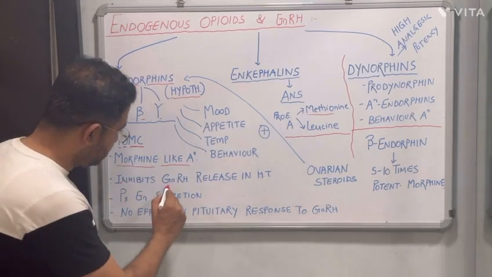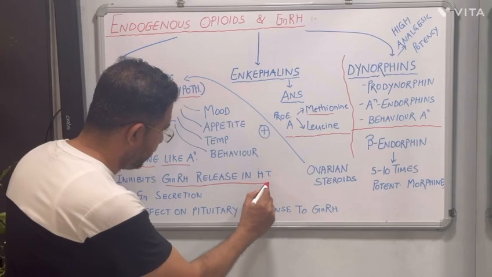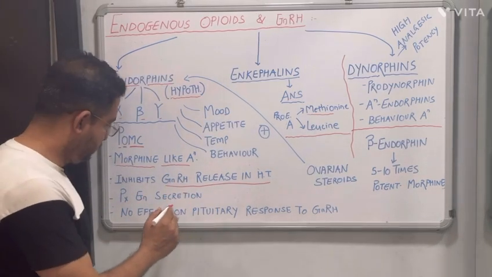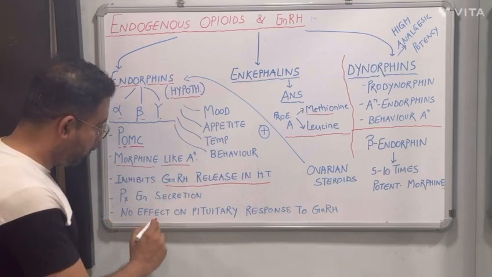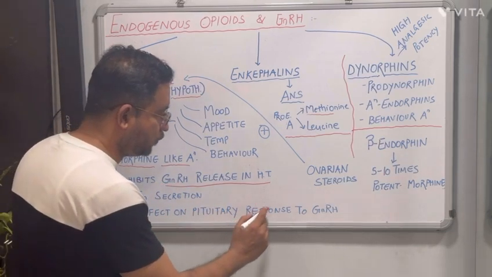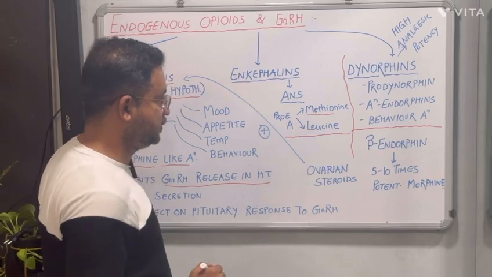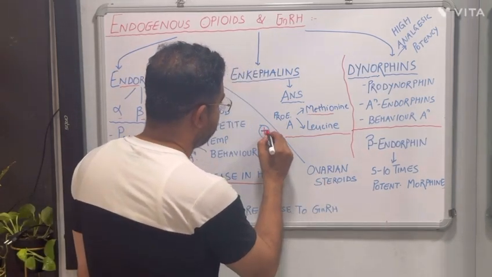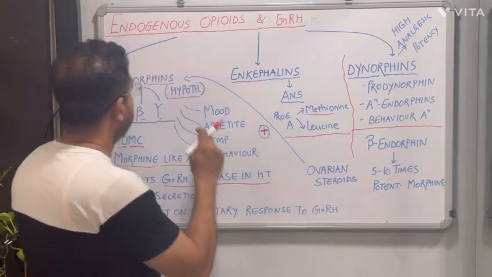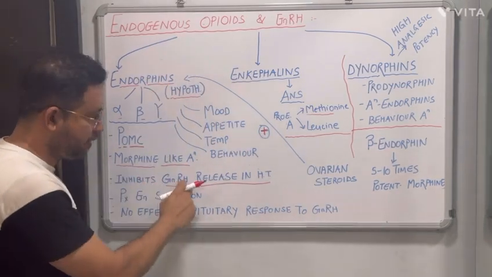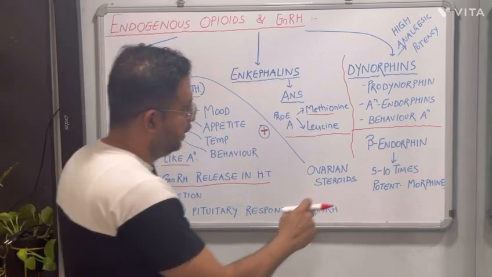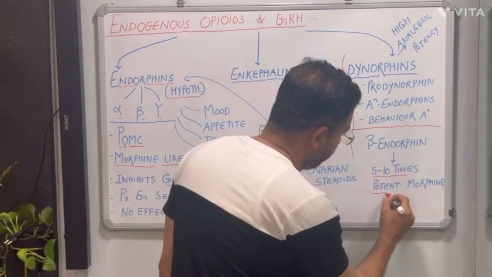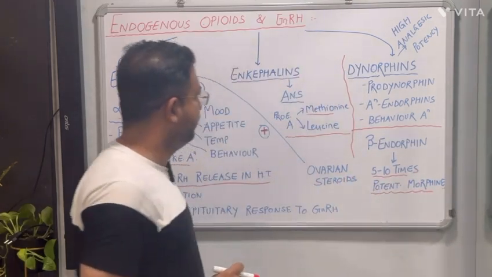Endorphin inhibits GnRH release. This is the main mechanism of action. It prevents gonadotropin secretion, but it has no effect on the pituitary response to GnRH. Ovarian sex steroids positively affect endorphin and this endorphin inhibits GnRH. Beta endorphin is 5 to 10 times more potent than morphine.